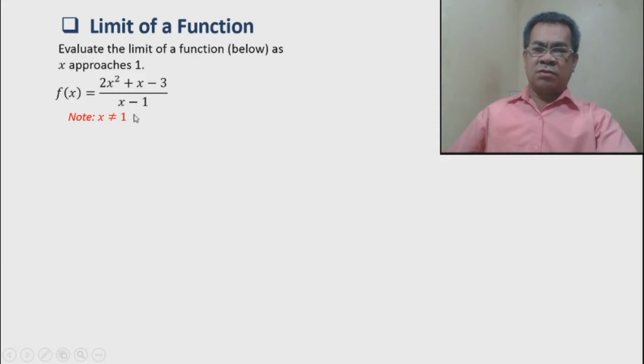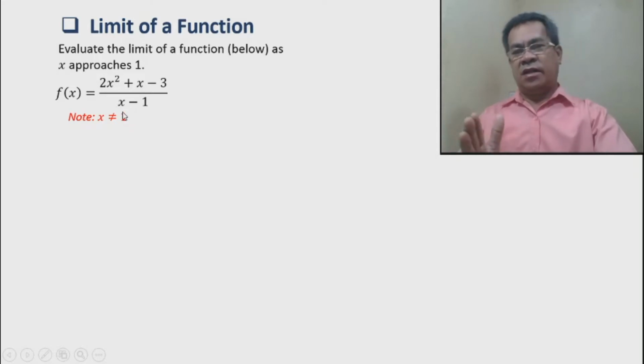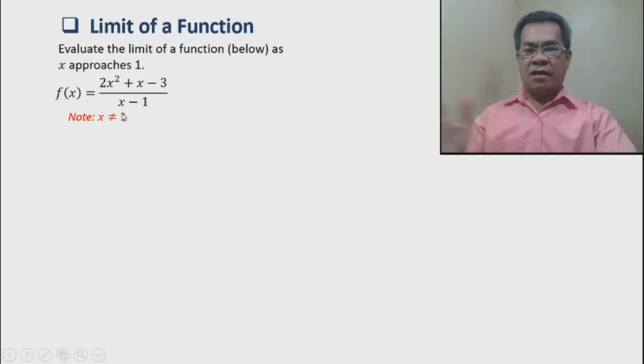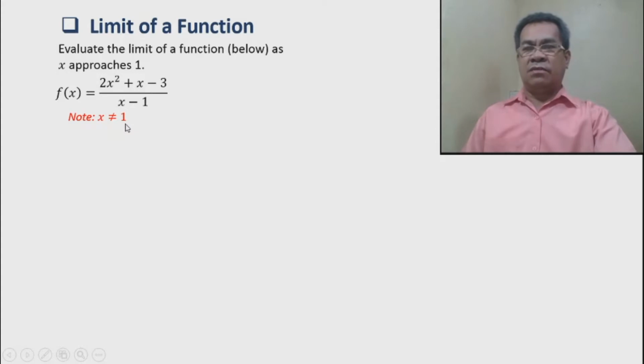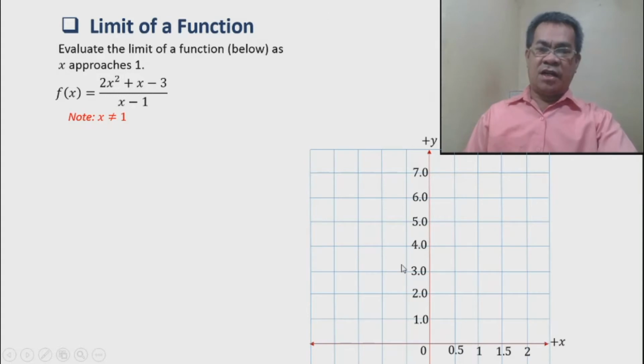We can also substitute 1.0001. So we have the left-hand limit and we have the right-hand limit. The left hand is 0.99 something and the right hand is 1.001, for example. So we have two kinds of process for evaluating the limit of this function as x approaches 1. Let's have the analysis.